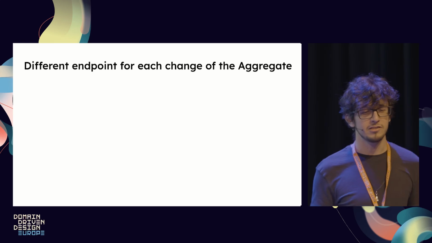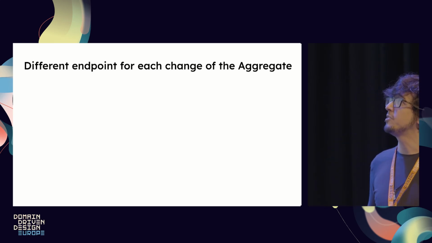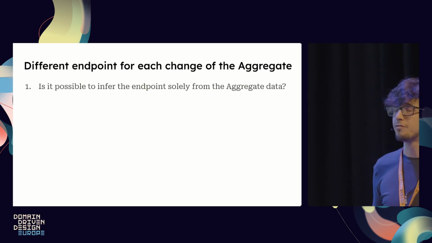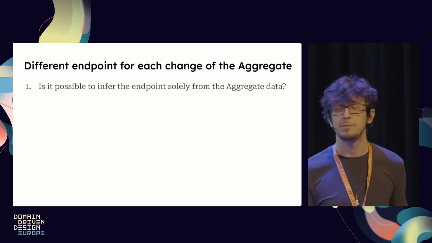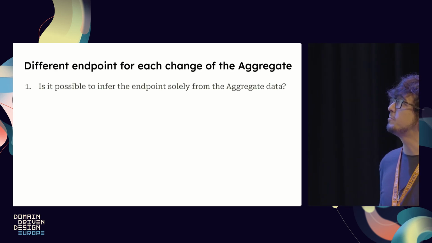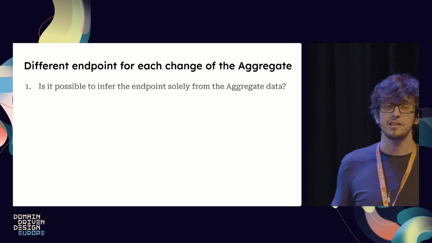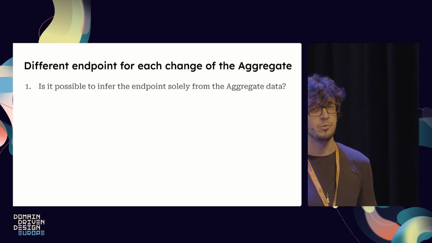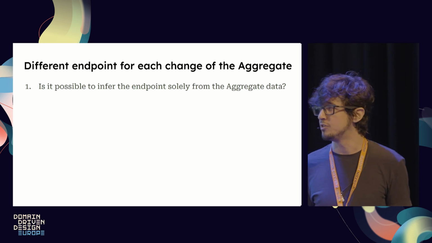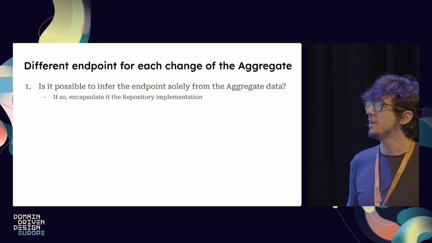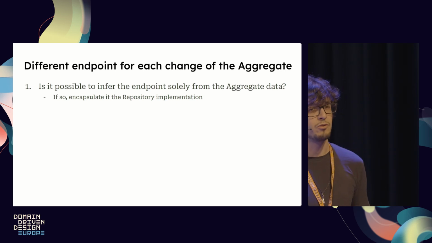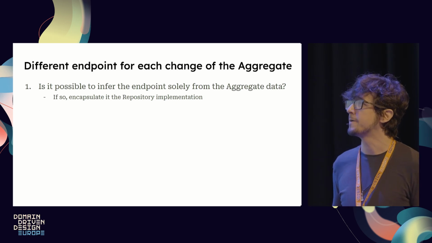And there's this second scenario, when we have different endpoints for each change that happens on the aggregate. The first question that we ask ourselves when this happens is, is it possible to infer which endpoint we're going to use solely from the aggregate data? Can I check the current state of that aggregate and then decide which endpoint to use based just on that? If it is the case, you can just encapsulate this logic of deciding which endpoint to use inside the repository and then move on. That should be okay.